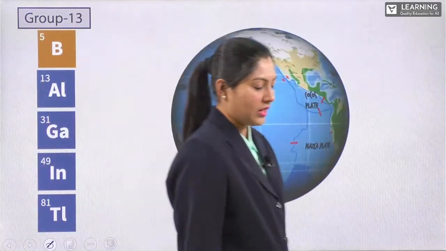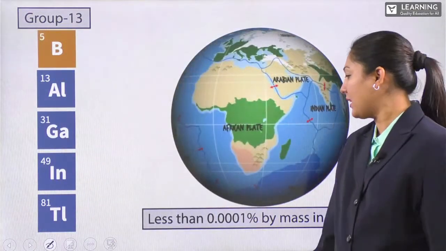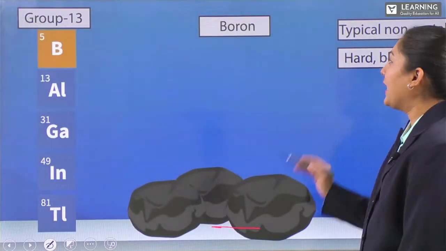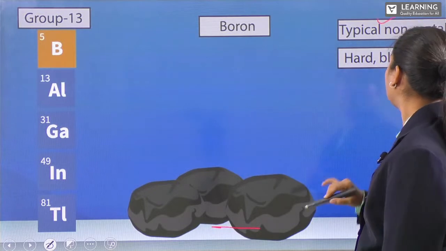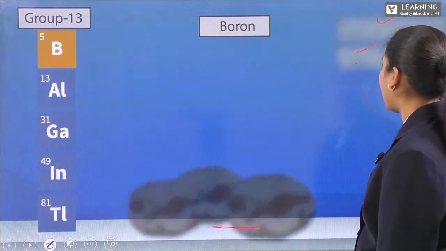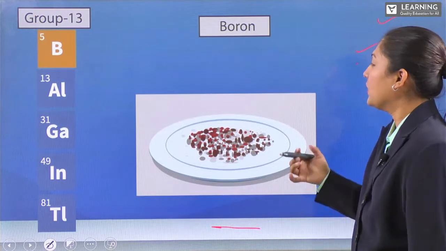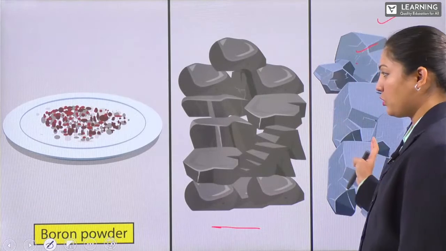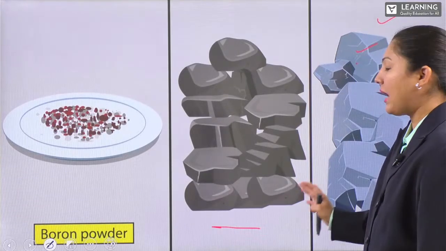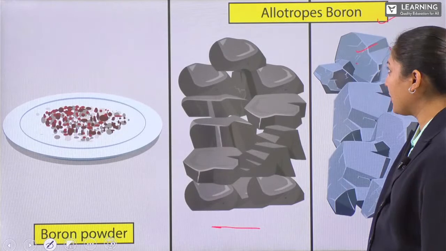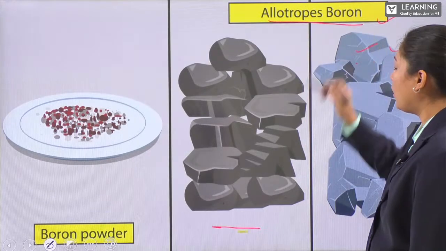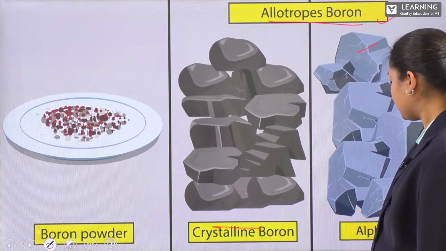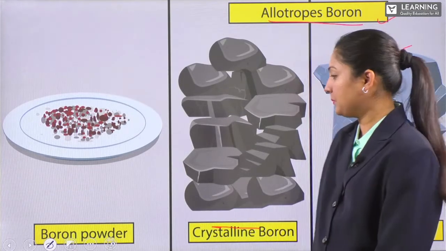Next we have boron. In the universe we can have it at about 0.001% by mass. It is a typical non-metal which is hard, black in color, and a solid. You can see its particles, it's crystalline in nature. We have two types of boron, the boron powder, where we have alpha and beta boron. So they are the allotropes of boron. We have crystalline boron as alpha boron.